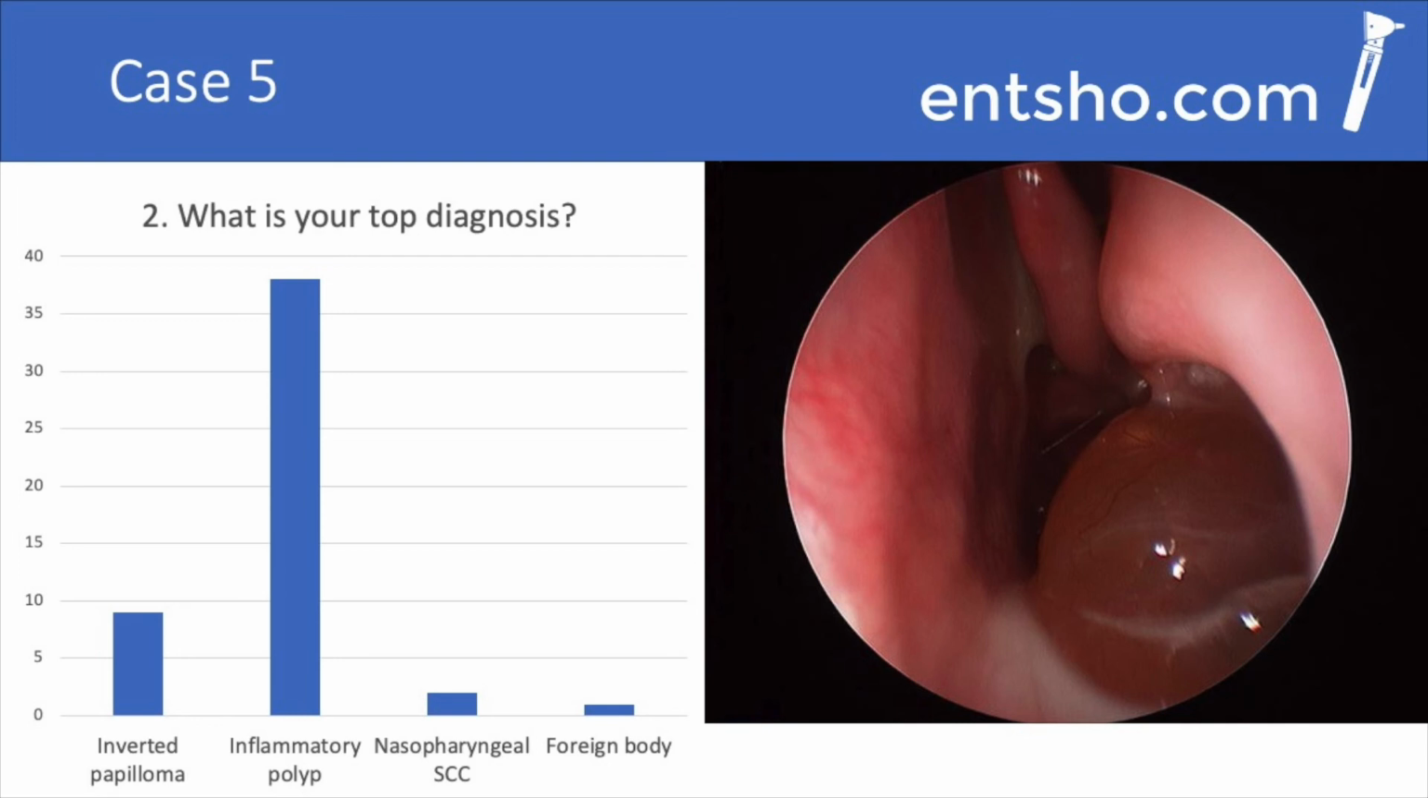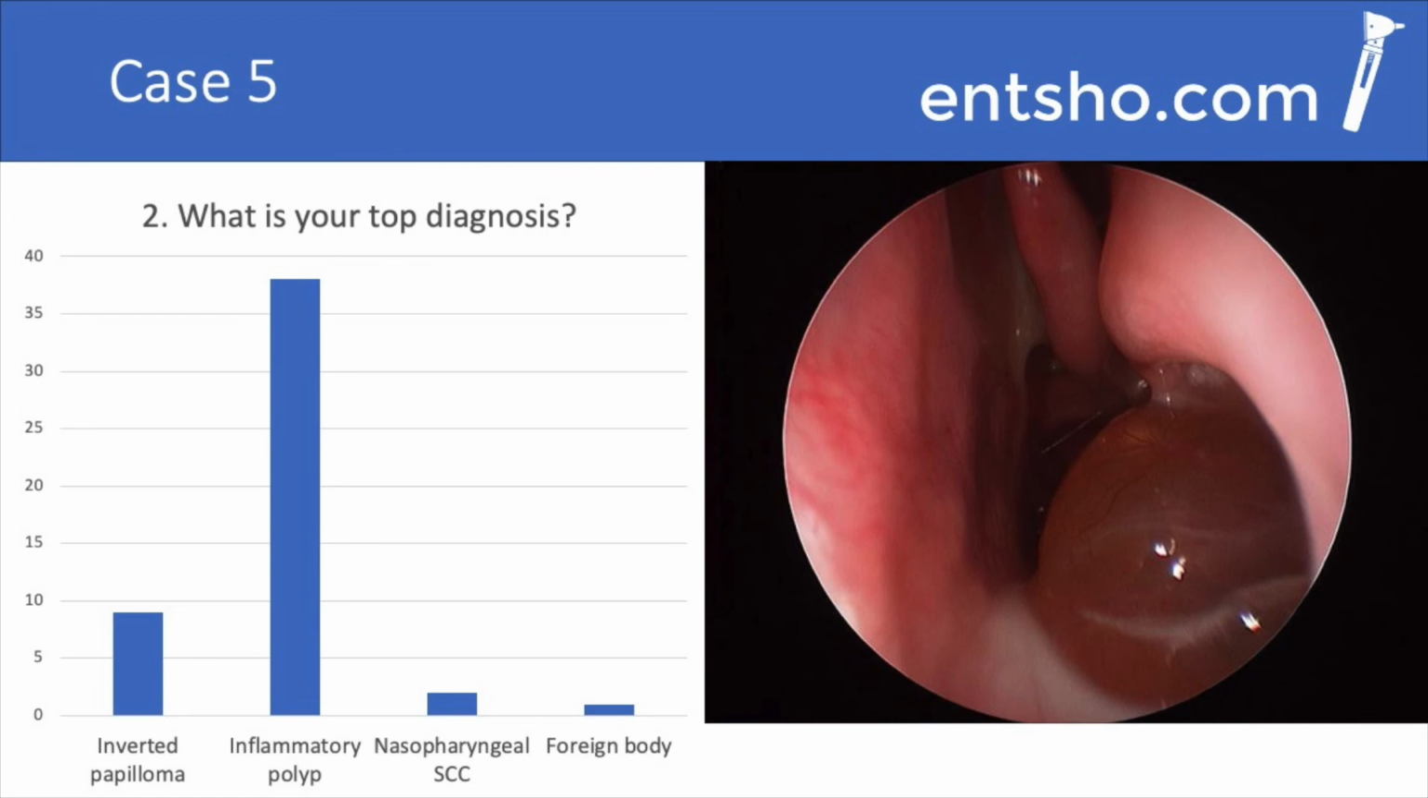In terms of diagnosis, as I've stressed, it's difficult to distinguish between inverted papillomas and inflammatory polyps, and we've just seen an inverted papilloma. Looking at this, it's a bit smoother rather than craggy, but it's quite tricky to tell them apart. So this is an inflammatory polyp rather than anything else.